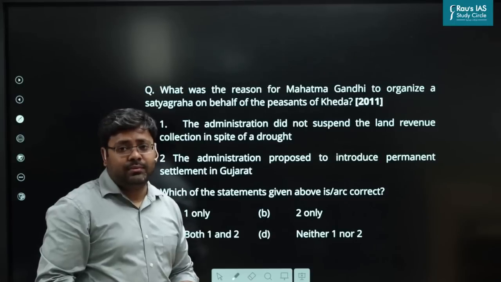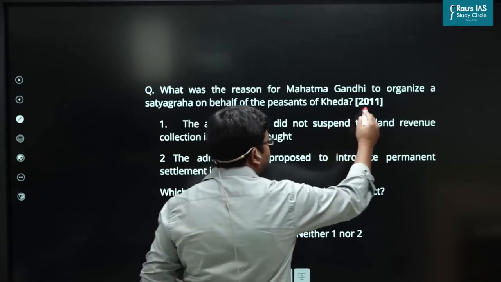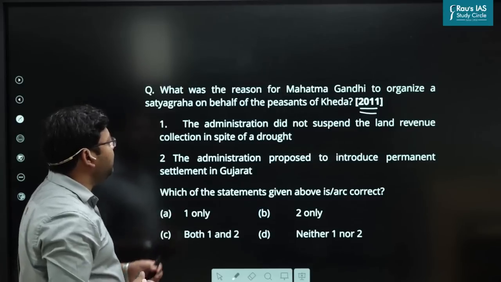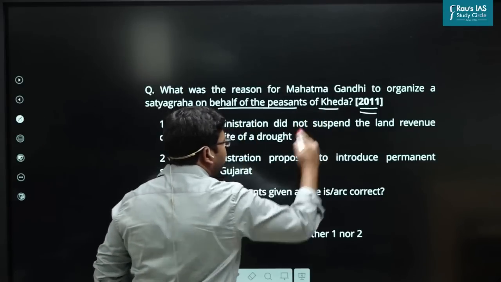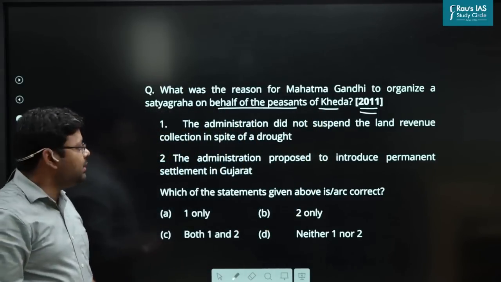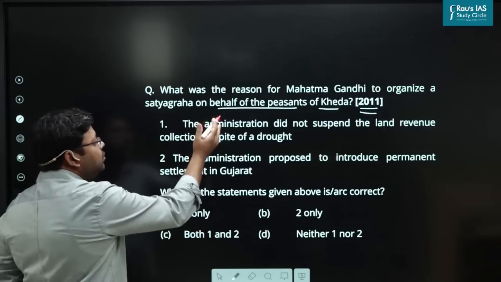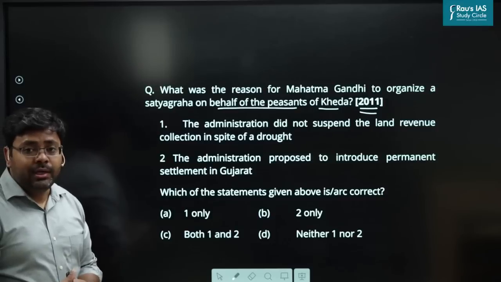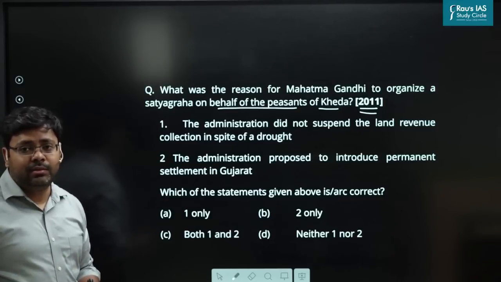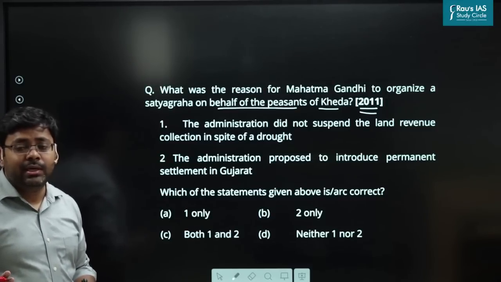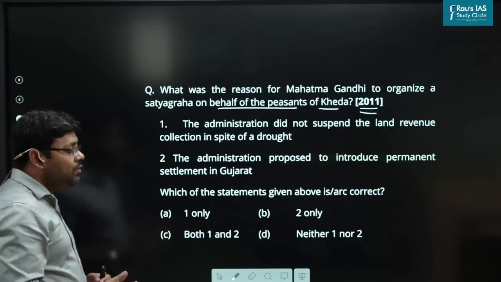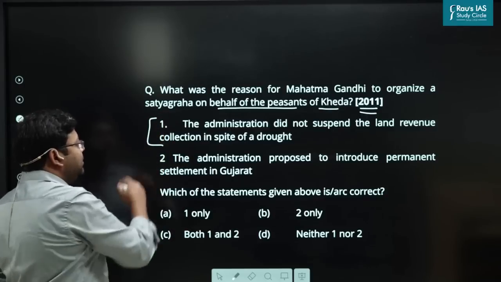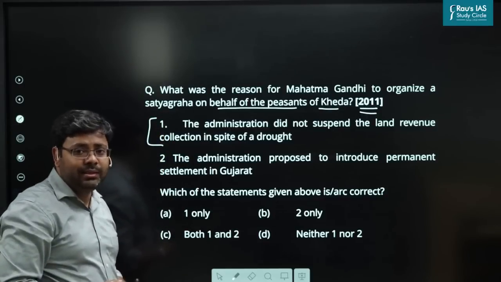Another question from the UPSC 2011 exam. It says, what was the reason for Mahatma Gandhi to organize a Satyagraha on behalf of the peasants of Kheda? Just now we discussed that in Kheda there was a drought-like situation and the British were inclined to get 100% of the realization of the revenues from the farmers. And that is why Gandhiji gave the call for non-payment of taxes. And this Kheda Satyagraha was organized by Sardar Patel.